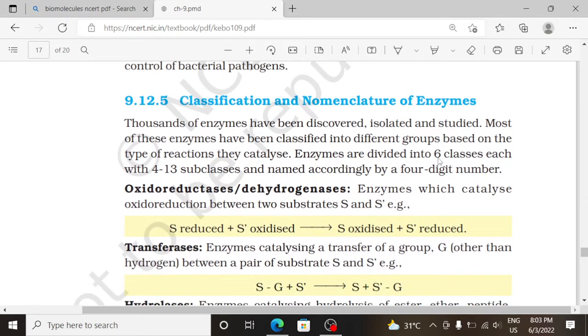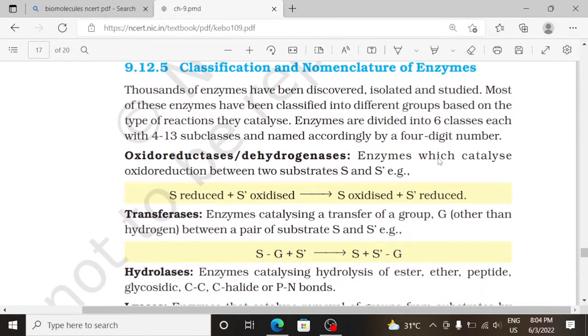Classification and nomenclature of enzymes. Thousands of enzymes have been discovered, isolated and studied. Most of these enzymes have been classified into different groups based on the type of reactions they catalyze. Enzymes are divided into 6 classes, each with 4 to 13 subclasses and named accordingly by a 4-digit number.